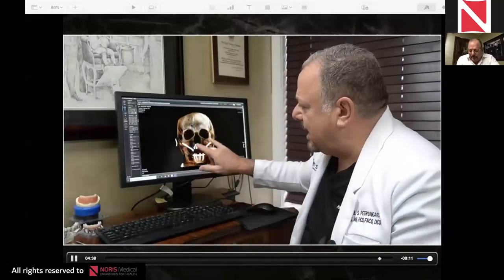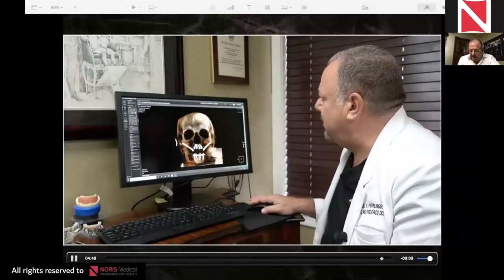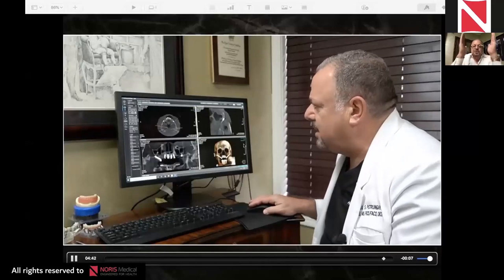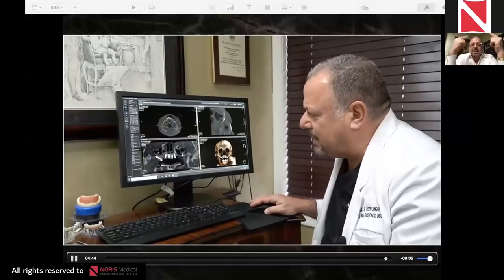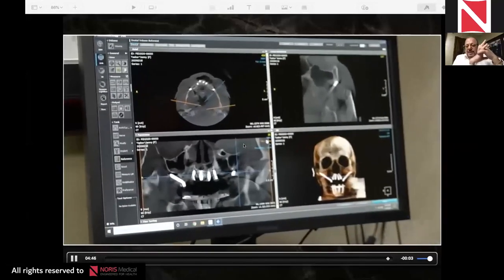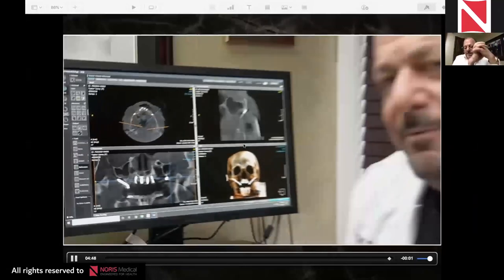What's the best position for quad zygoma, in your opinion, in the ideal situation? I think I answered this one already. I think I answered that. Best positions would be the first molar for the distal implants, and then the lateral incisor and canine region for the anterior implants. I think that's the best.